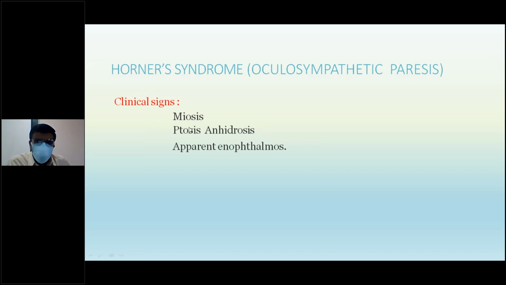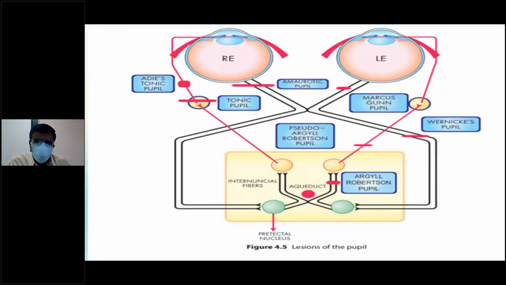Miosis, constriction of the pupil. Ptosis, drooping of the eyelid. Anhidrosis means absence of sweating. Enophthalmos means the eyeball has gone inside the orbit, while proptosis is outside the orbit. These are the clinical signs of Horner syndrome: oculosympathetic paresis, miosis, ptosis, anhidrosis, and apparent enophthalmos.